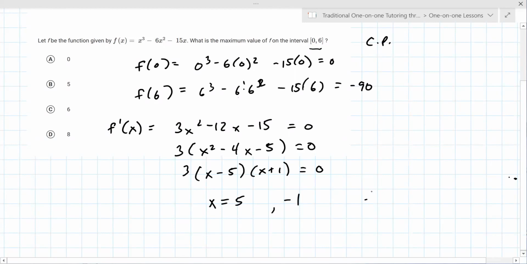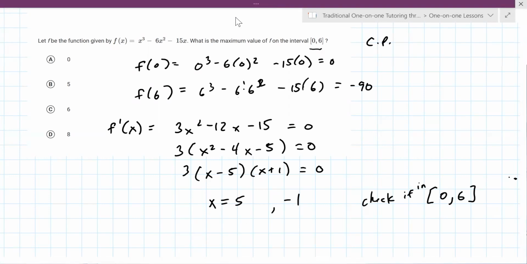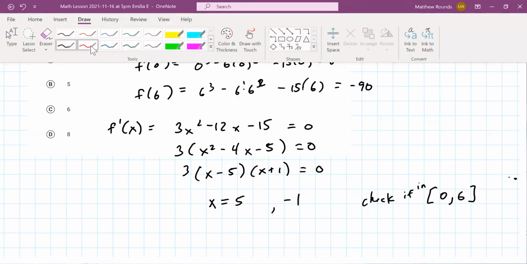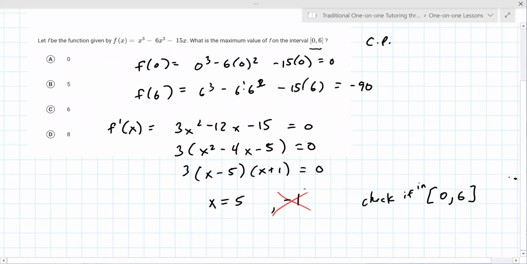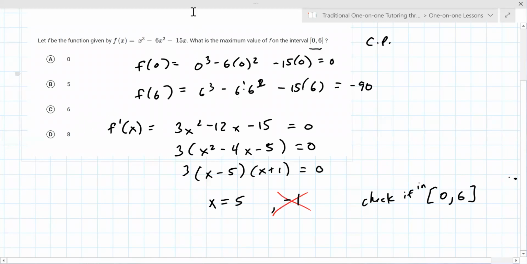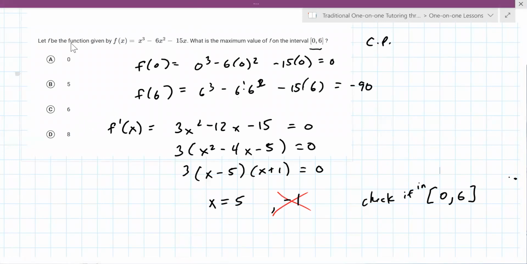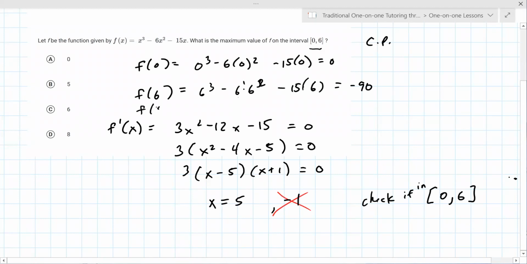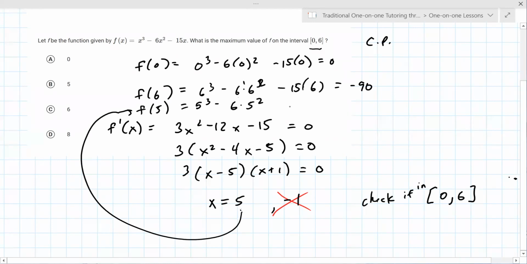Okay, and you check if they're in that interval. Check if in 0 to 6, because -1 is not. So you say, oh, I can't consider that one. And what I should have done is left enough room to try f of 5 back in the original, up here, f of 5. So you take this number and you go back and you try it. So it's 5 cubed minus 6 times 5 squared minus 15 times 5.